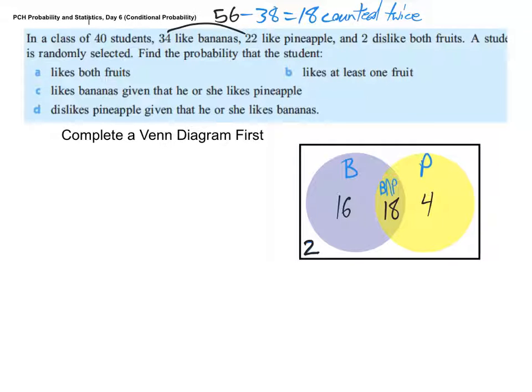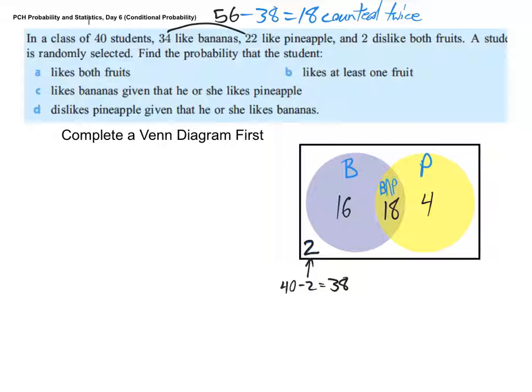So I'm sorry, this might feel like a really stupid question, but where'd you get the 38 again? The 38 came from the fact that we have 2 here. So there are 40 students total, minus the 2 is 38 in the 2 circles combined. Okay, there are 38 people going to be in that part of the Venn diagram.